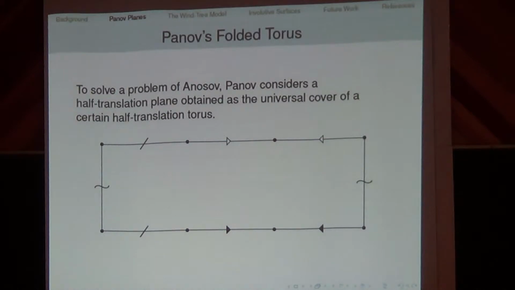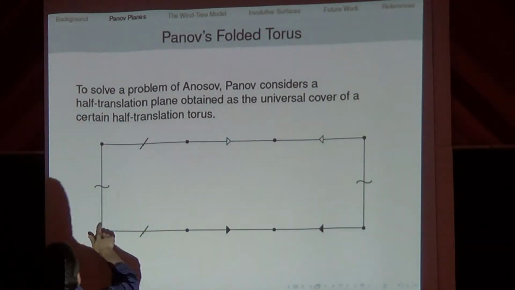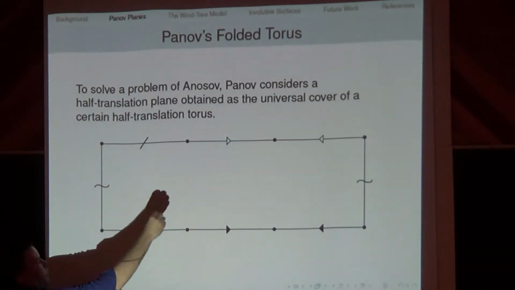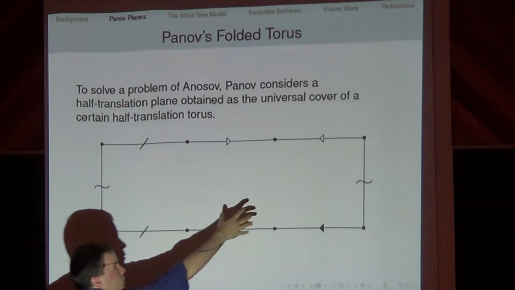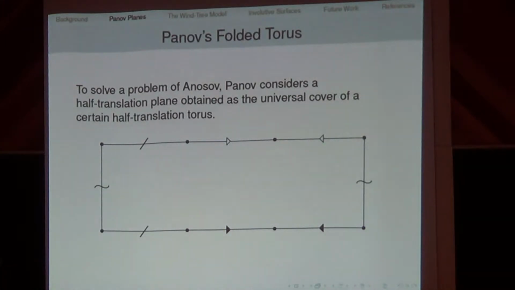So the first dynamical system I'm going to talk about is the generalization of this example. Panov considers the complex plane with a certain half-translation structure, and he considers this particular example to solve an old problem of Anosov about constructing foliations with certain properties. The way he gets that half-translation structure on the plane is he looks at the universal cover of a half-translation torus. So here you take your regular one-by-one translation torus and you glue this half-translation sphere onto it. So you still have a torus, but now it has a half-translation structure.